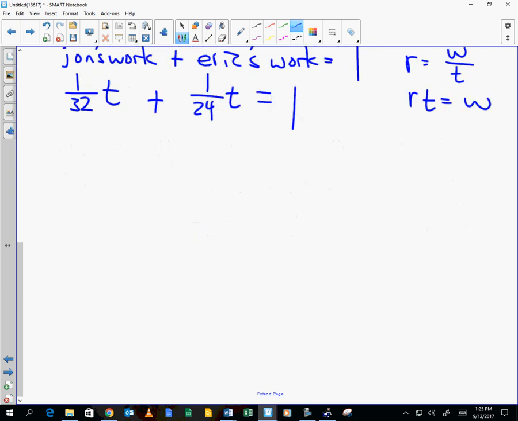So it's like t over 1. So I have t over 32 plus t over 24 is equal to 1. How do I solve that kind of equation? Common denominators. What do 32 and 24 both multiply to?